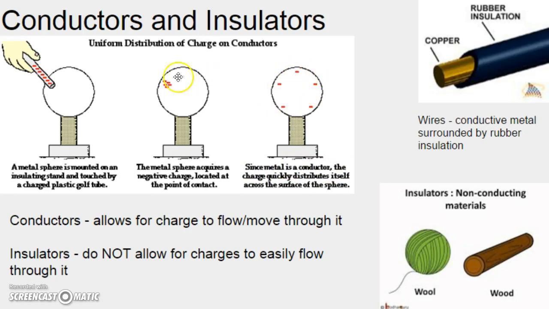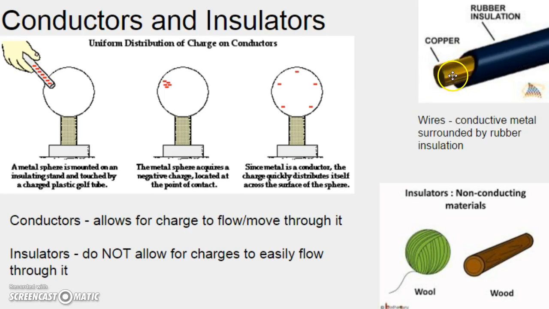So all of these electrons, they're not going to stay next to each other because they're repelling each other. So they're going to be equally distributed. This is a conductor. It allows for that. Whereas an insulator does not allow for electrons to freely move. Wool, wood, and rubber are good insulators. A wire is a metal, a good conductor of electricity, surrounded by an insulator. Right? Wires are conductive metals surrounded by rubber insulation. We'll talk more about this when we move into electricity.